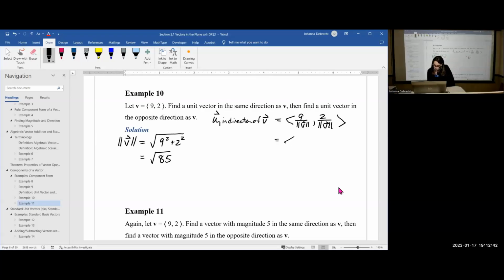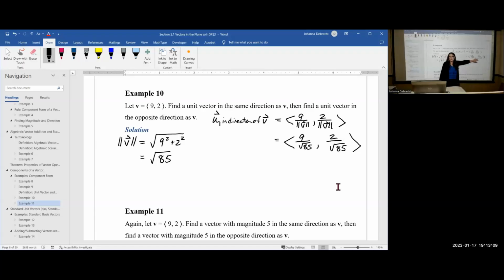And this will give me 9 over the square root of 85. And this will give me 2 over the square root of 85. And this is a unit vector that points in the same direction. If you don't believe me, square these two, add them together, and then take the square root. And you're going to find out it gives you 1. Right?